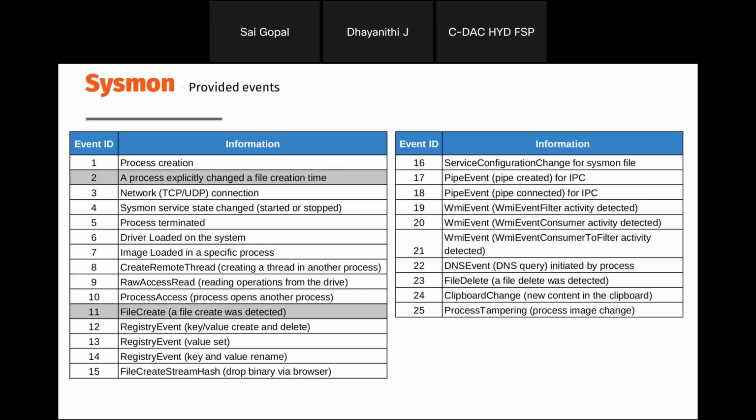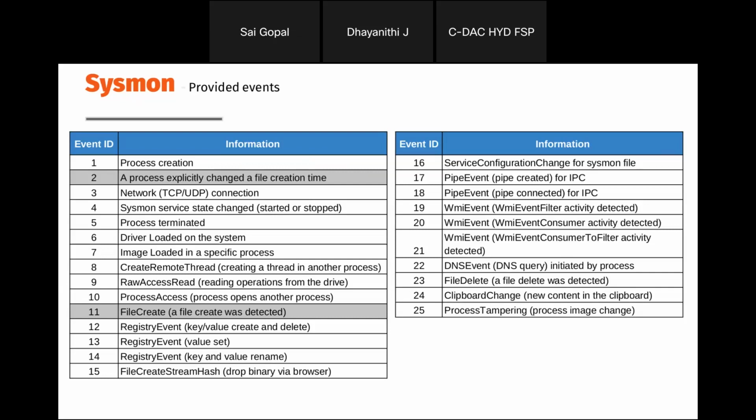Okay, WMI is an interface used for remotely administrating the operating system. Similarly, there are DNS, file delete, clipboard change, and process tampering. All these events are related to malware. These are the events required for a security analyst to identify the malware or to extract more information from the binary.